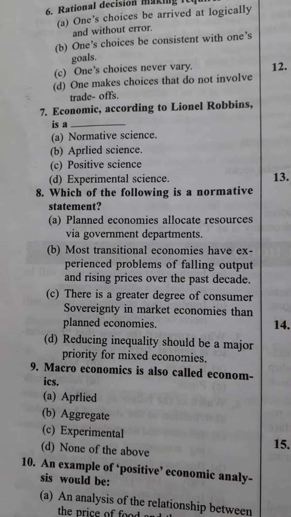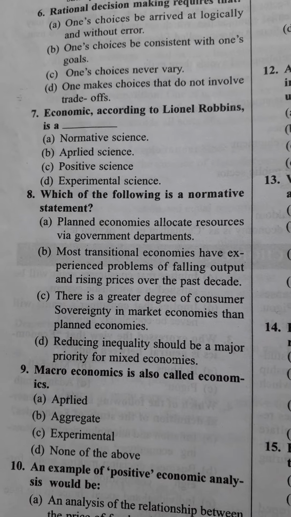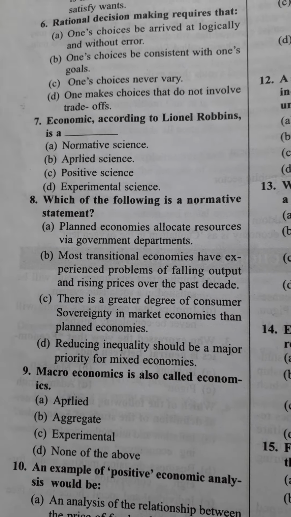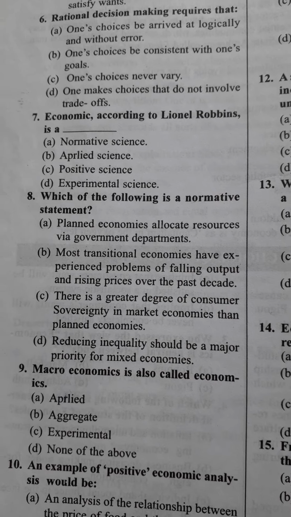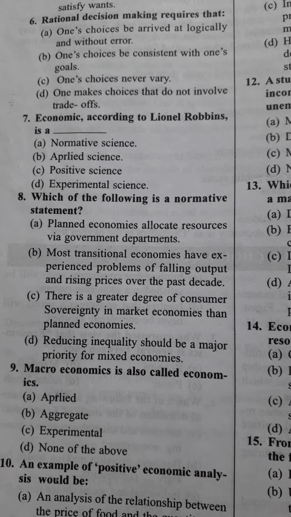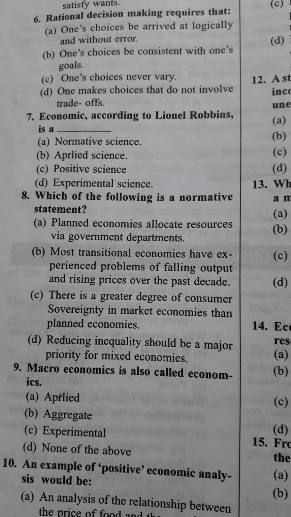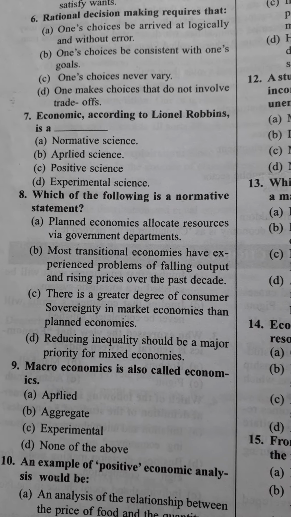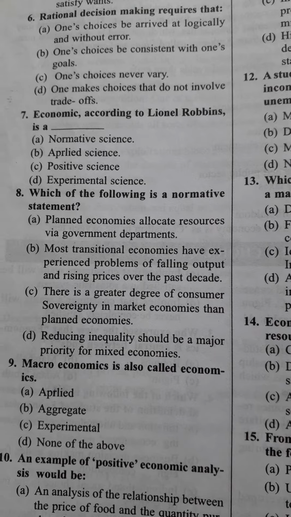So option C is: one's choices never vary. That's not right. Option C cannot be chosen because choices vary. They cannot be constant. Right. So the person may have many choices. Business houses will have several choices. We cannot restrict it to only one, and we have to make a choice between two or three or among many. So option C cannot be chosen.